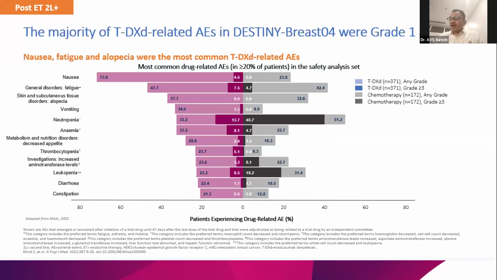And across all subsets, it performed well. And T-DXd is actually performing much better than the chemotherapy arm alone.